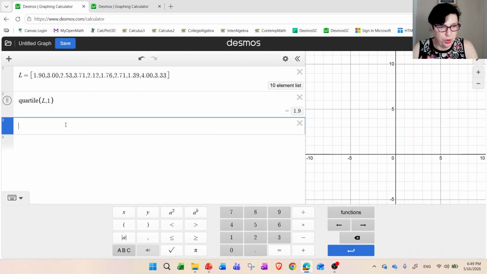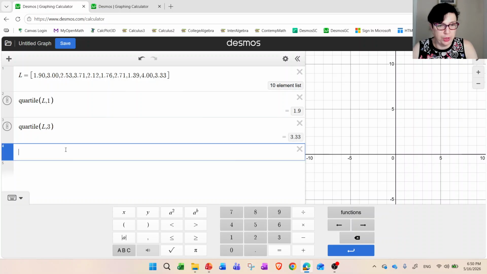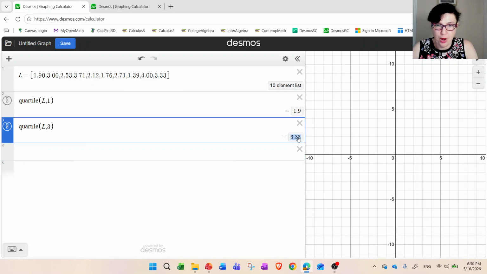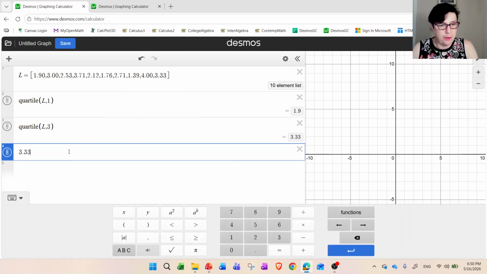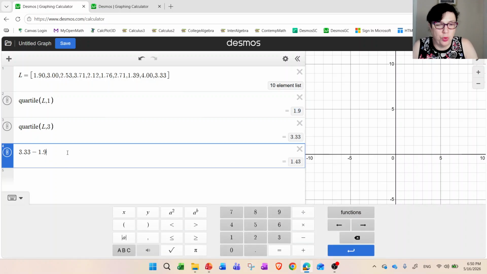Now, if you want the third quartile, you're going to type or choose it from the stats menu, L, 3. Right? And then if you want an interquartile range, you are just going to click on the number. See how when you click, it selects it. Copy, Control C, or Command C if you're on the Mac, and then minus, and then click on the number, and Control V or Command V to paste, right?